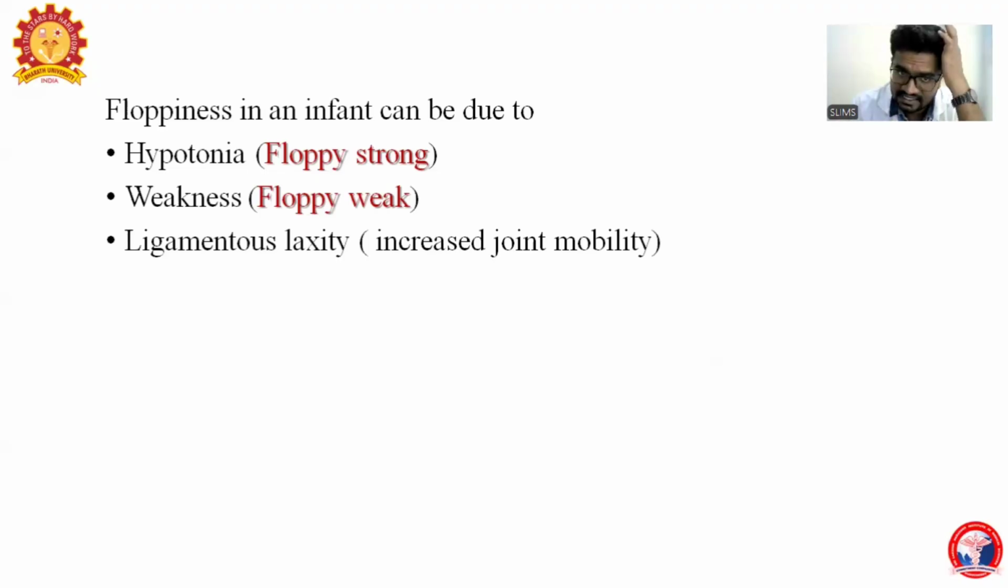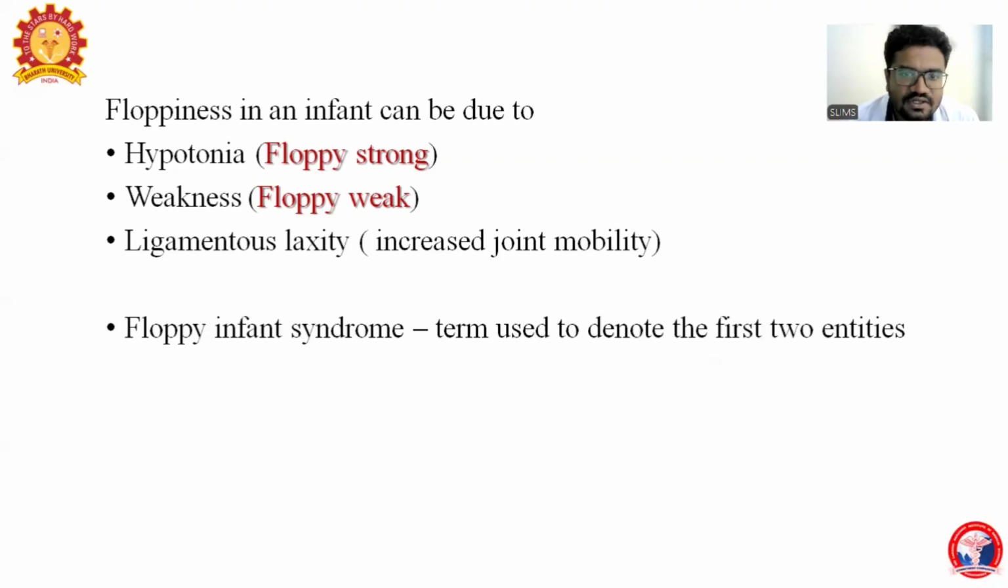And the third category is ligamentous laxity, where the mobility of the joint is increased. Now the floppy infant syndrome generally includes the first two conditions, whereas the third, ligamentous laxity, which denotes increased joint mobility, usually indicates the musculoskeletal part. So our area of concern in the floppy infant is a neurological cause. Either it could be a hypotonic child or a child with weakness.